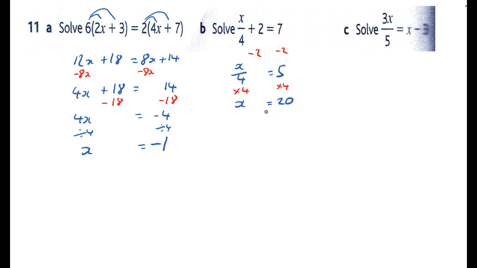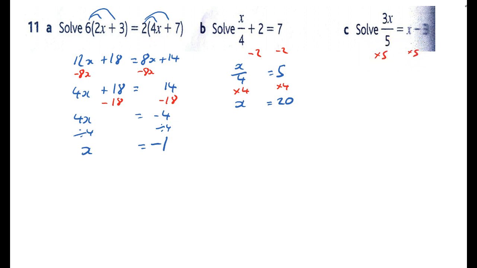This one here, I'm definitely going to times by 5 to start off with to get rid of this bit. If I take away an x, I've got to be careful because I've got that 3x there. I can't just take away an x and make it 2x because that 3x is divided by 5. Got to get rid of the divide by 5, so I'm going to times both sides by 5.